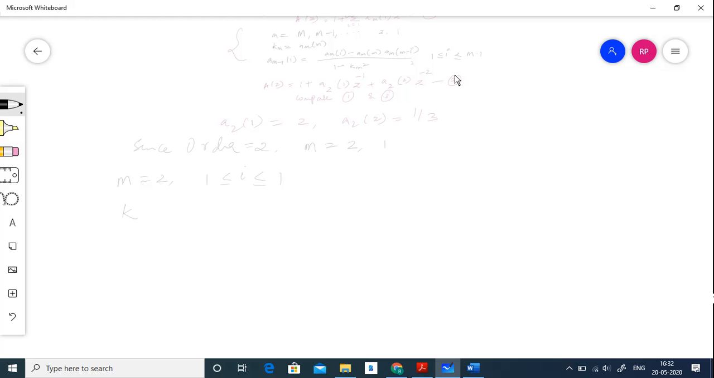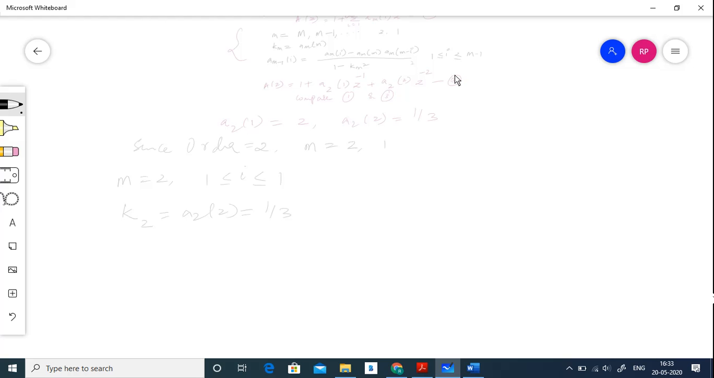Now I'll use the second equation. What does the second equation tell? Km is equal to Am of m. The value of m is 2, that is K2 is equal to A2 of 2. What is the value of A2 of 2? See here, the value of A2 of 2 is 1 by 3.